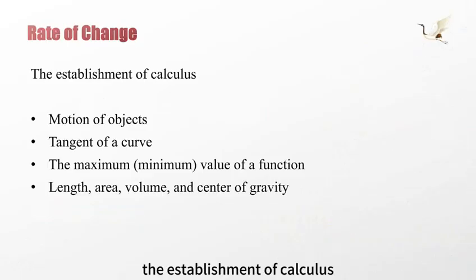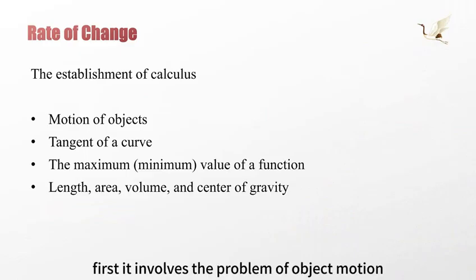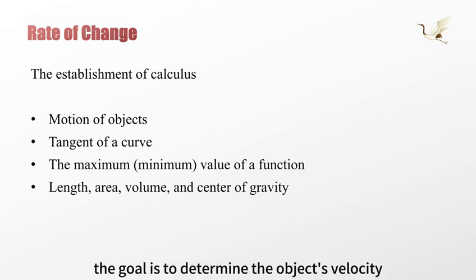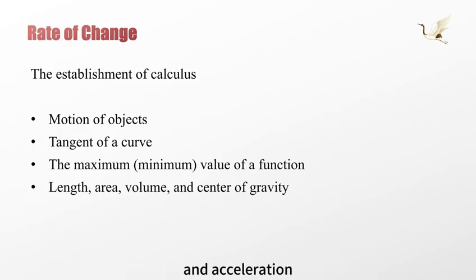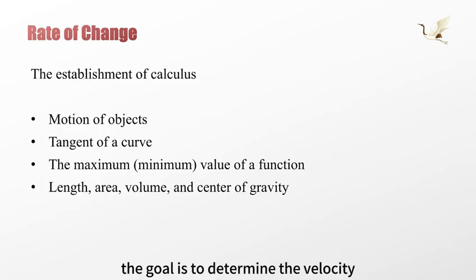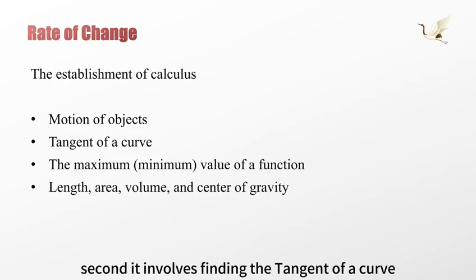The establishment of calculus is directly related to dealing with four types of problems. First, it involves the problem of object motion. Given the distance traveled by an object as a function of time, the goal is to determine the object's velocity and acceleration at any given moment. Conversely, given the acceleration of an object as a function of time, the goal is to determine the velocity and distance traveled. Second, it involves finding the tangent of a curve.